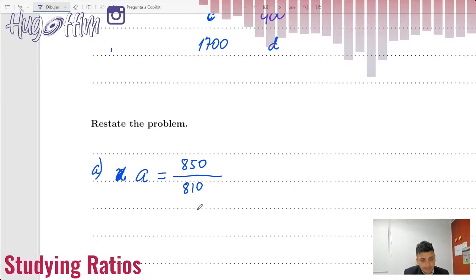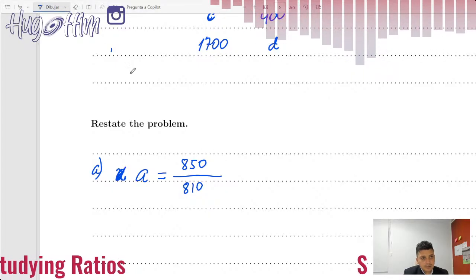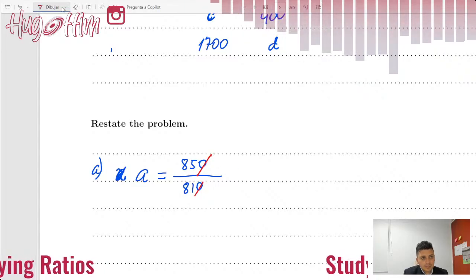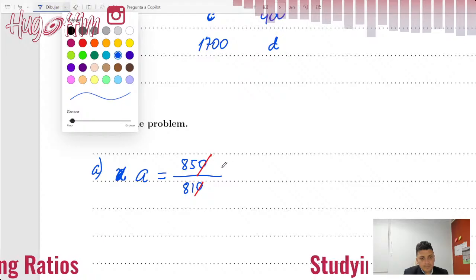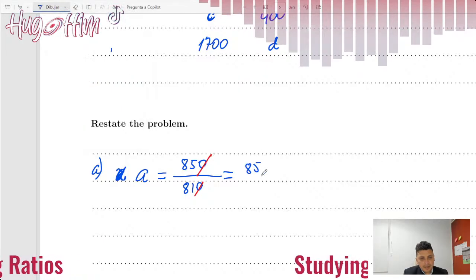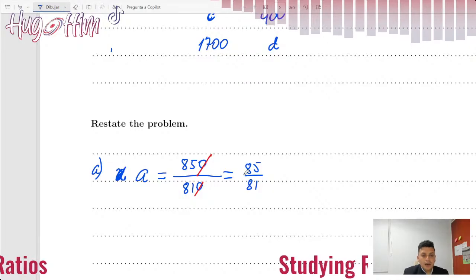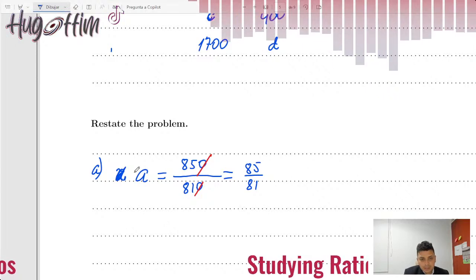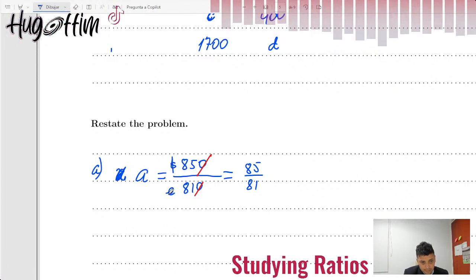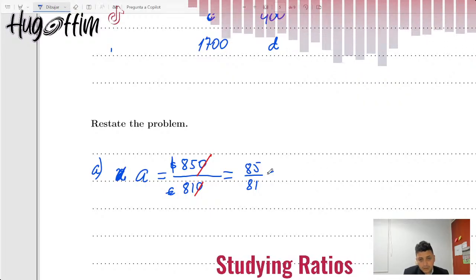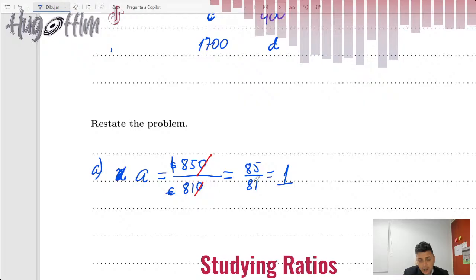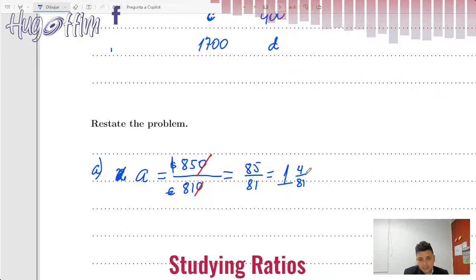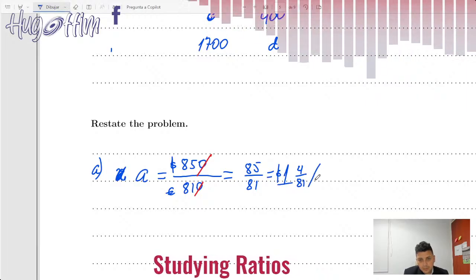Now I'm just going to simplify, dividing by 10. Observe that I can divide both by 10. I can simplify this 0 and this 0. So I'm dividing by 10. So I'm going to get 85 over 81. And 85 and 81 are not divisible, so I just got it. So this is, sorry, I didn't put dollars, euros. So I can convert it to a mixed number, 1 and 4 over 81. So that's dollars per euro.